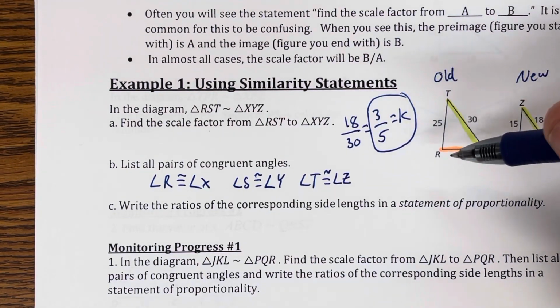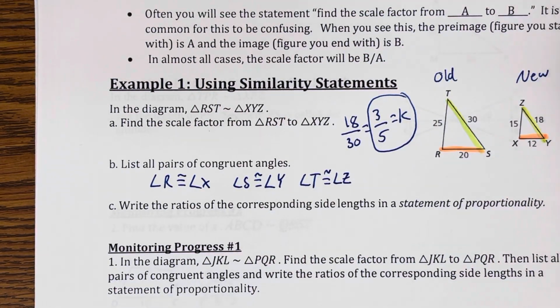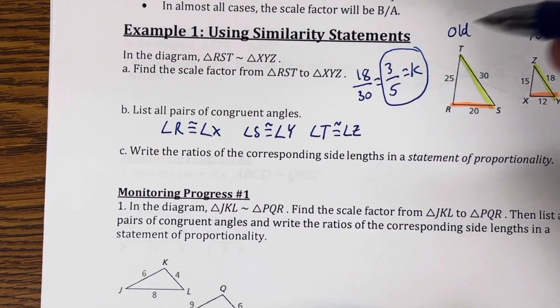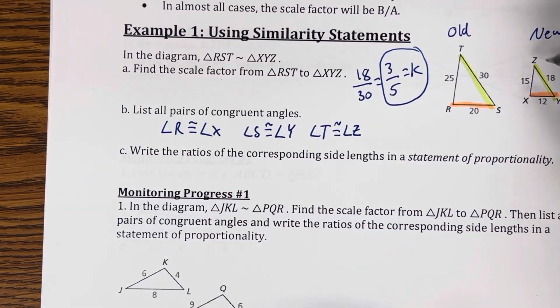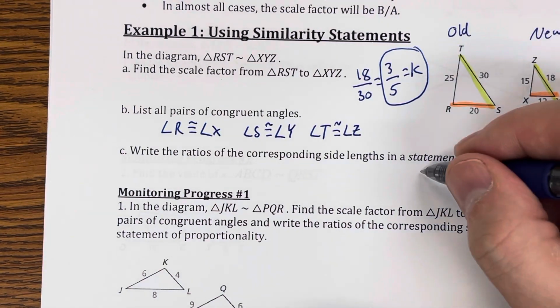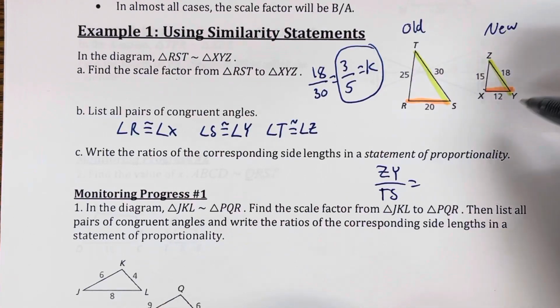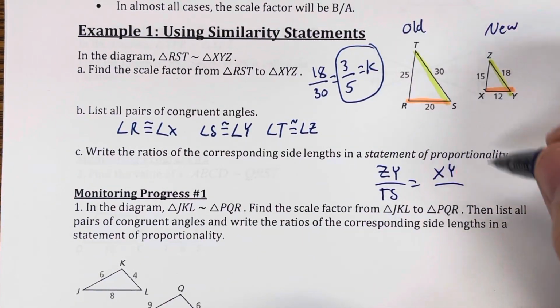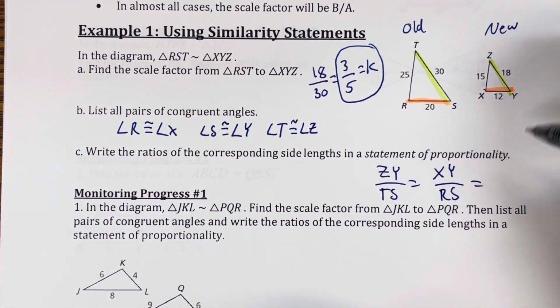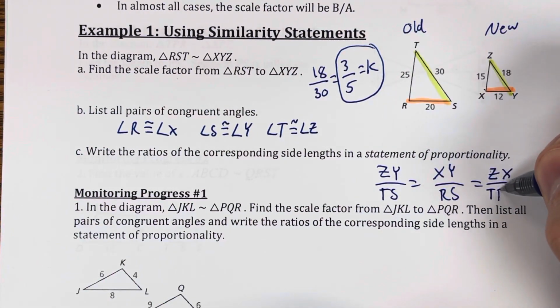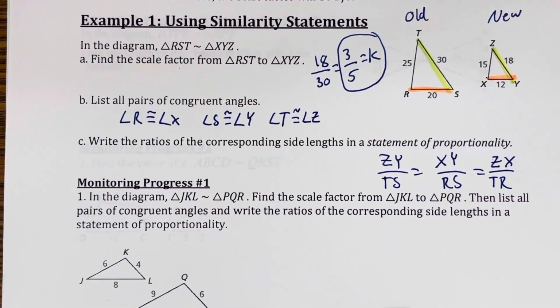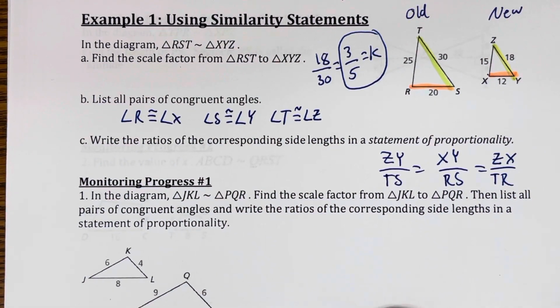Now it says write the ratios of the corresponding side lengths in a statement of proportionality. So I need to set up the corresponding side lengths using the correct scale factor. So it was new over old, so ZY over TS, took the yellows, is equal to XY over RS, took the oranges. And then lastly, ZX over TR. All right, so that is our process there. Just make sure you identify the new and the old figure.